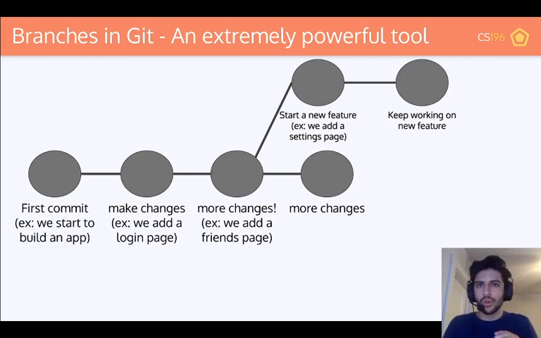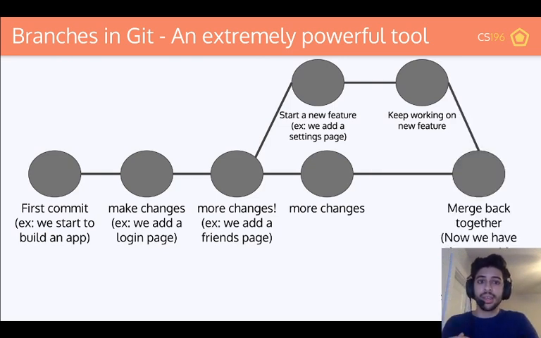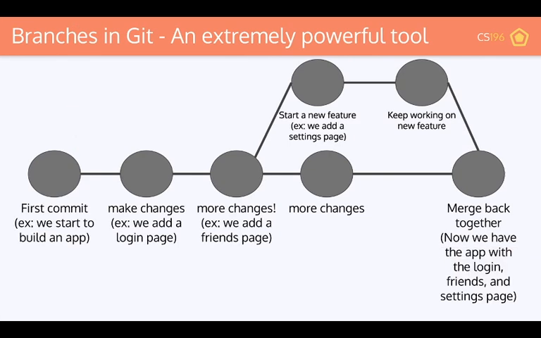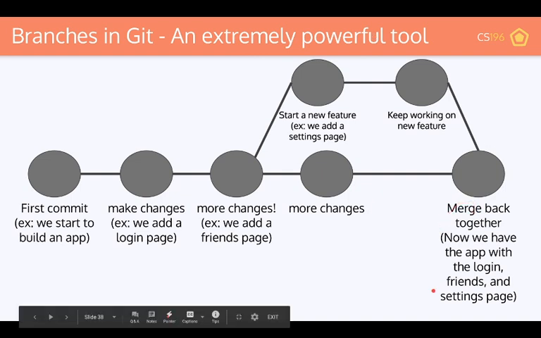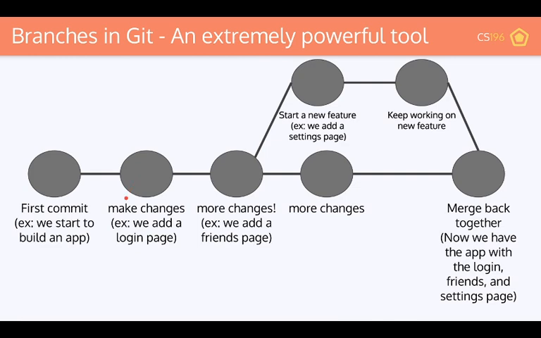We want no malicious code in the master branch. We want people to be able to have a version of the code that we know is working there. So we branch off to make sure we don't have malicious code in the master branch. And once we know the code is working, once we know that everything is good, we can merge it back in. I'm blocking the slides a bit here, but when we merge everything together, we will have a version of the app with the login, the friends page, and the settings page.